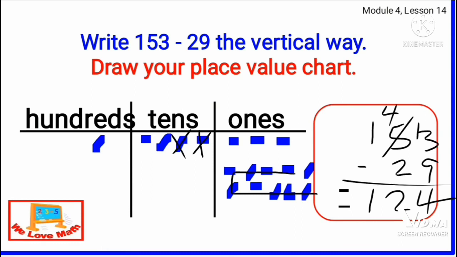Here's another one. 153 minus 29. The vertical method, 153 on top minus 29. Remember the place value chart, where each number should be. I cannot remove 9 from 3. So I have to decompose a 10, and I have 13 ones. 13 ones minus 9 ones, and I have 4 left. And in the tens place, 4 minus 2 is 2. I bring down my 1 in the hundreds place. So my answer, 153 minus 29, is 124.